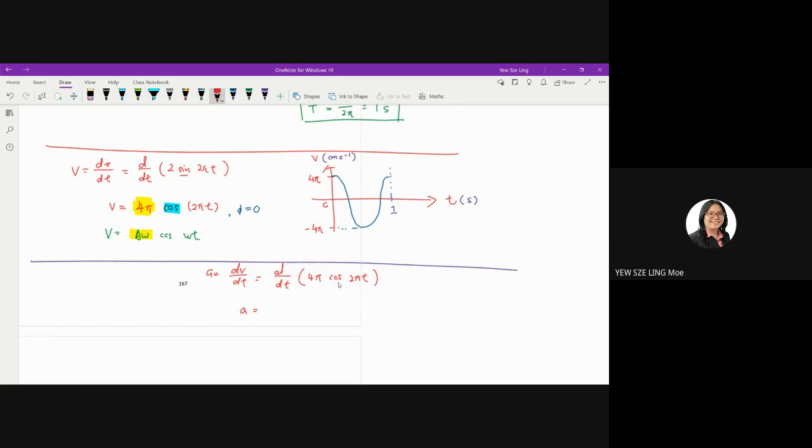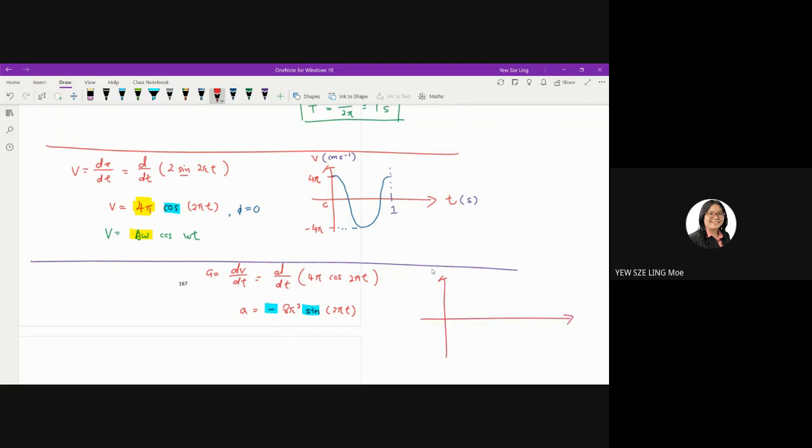Differentiate cos, it gives you negative sine. Therefore, you have negative 8 pi squared sine omega t, which is 2 pi t. So differentiate cos, it gives you a negative sine. Therefore, a is equal to a negative equation, negative 8 pi squared sine 2 pi t. So now I can sketch the graph.